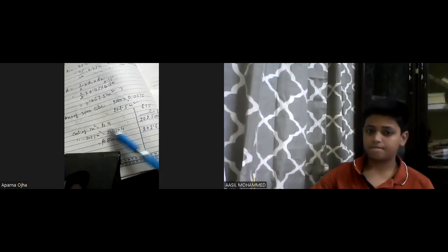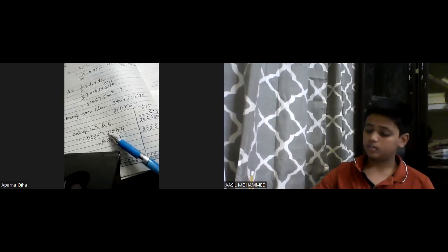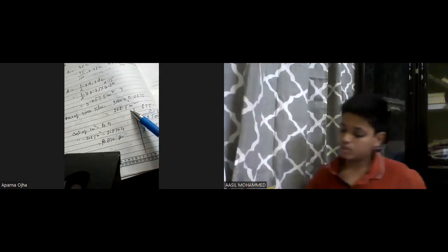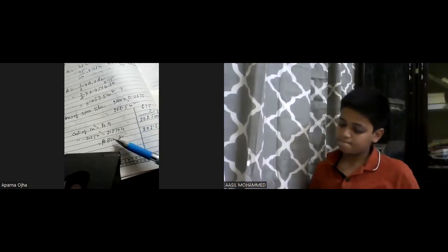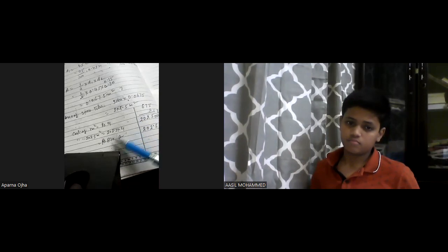Cost of 1 square meter is how much? Rupees 4. And you have to find the cost of this much, 202.5 square meter. So 202.5 into 4 multiplied. What is the answer? Answer is coming as rupees 810. Now you can multiply.